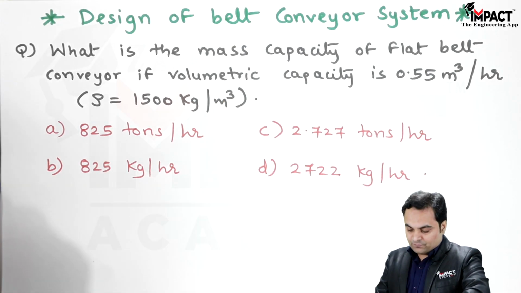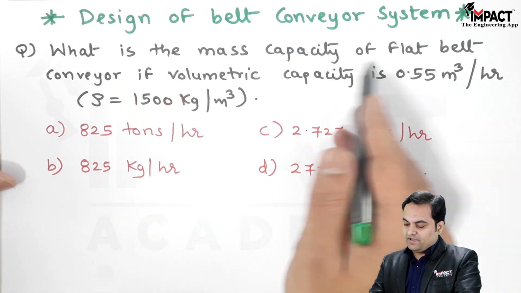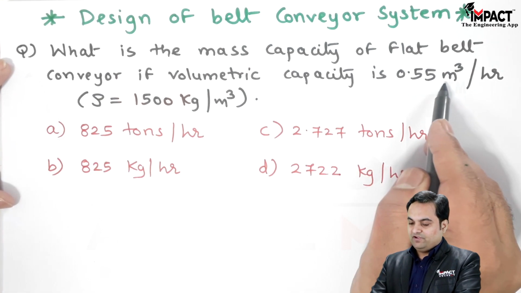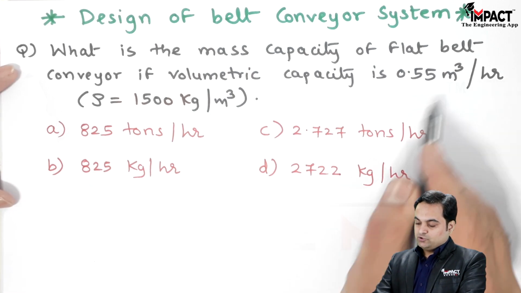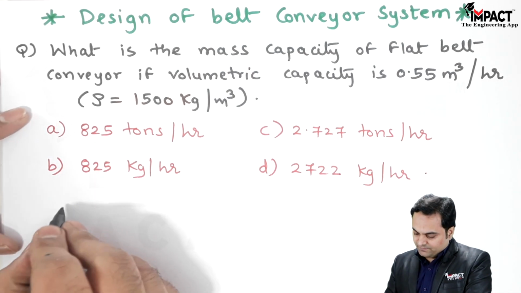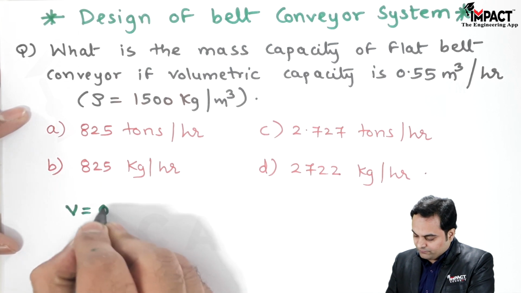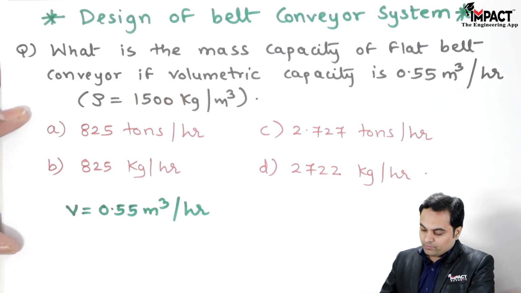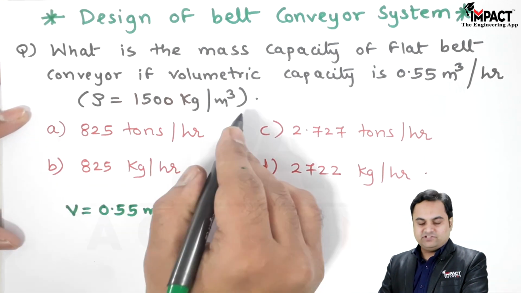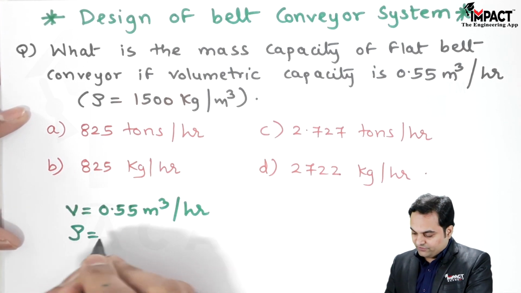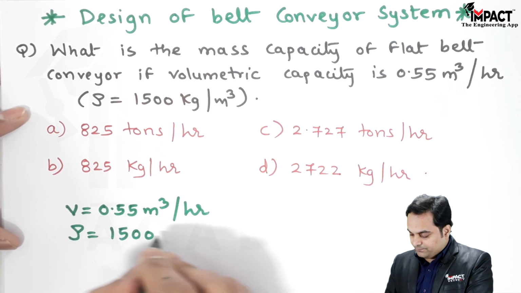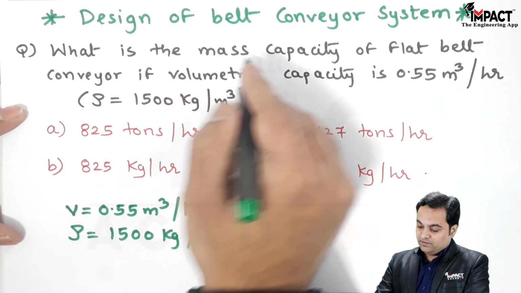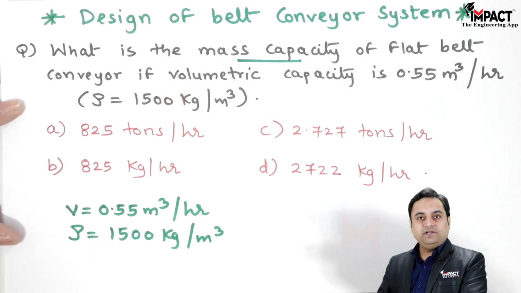It is said, what is the mass capacity of the flat belt conveyor if the volumetric capacity is 0.55 meter cube per hour. So it means the flat belt can transfer a volume of 0.55 meter cube per hour. And the density of the material which is being conveyed is given. So rho is equal to 1500 kg per meter cube. Now we have to find the mass capacity. So mass would be in terms of kg.